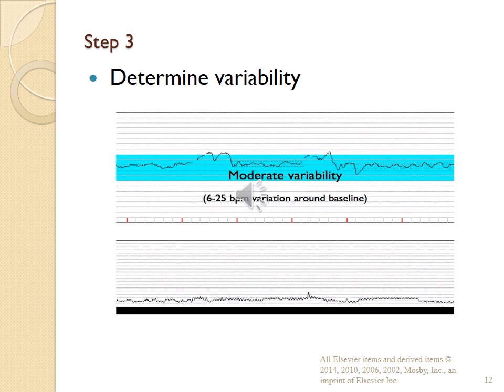Determine variability. Normal fluctuations of the fetal heart rate from baseline between the sympathetic and parasympathetic nervous system tell us about oxygen reserve. Absent or minimal variability indicates stress. Look at the peaks above or below the baseline waveform. Some variability is normal. If you have a flattened, dampened waveform, that is not good. You need some variability, 6 to 25 beats per minute variation around baseline.